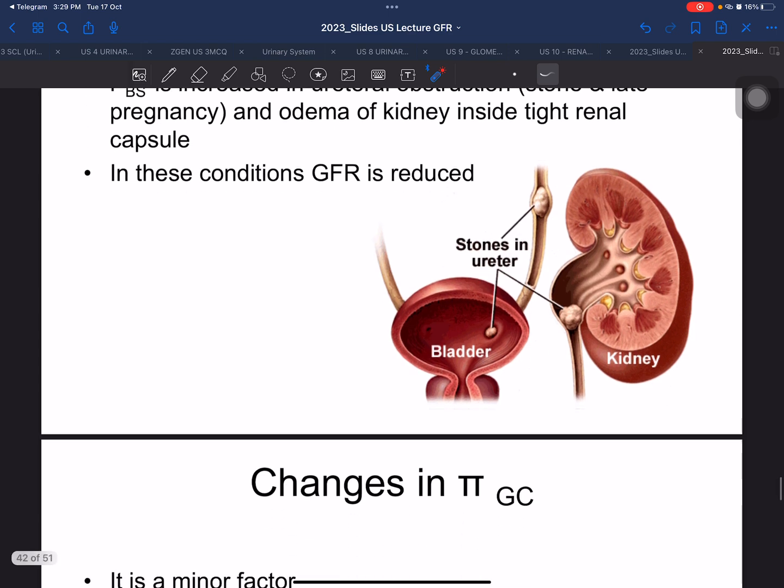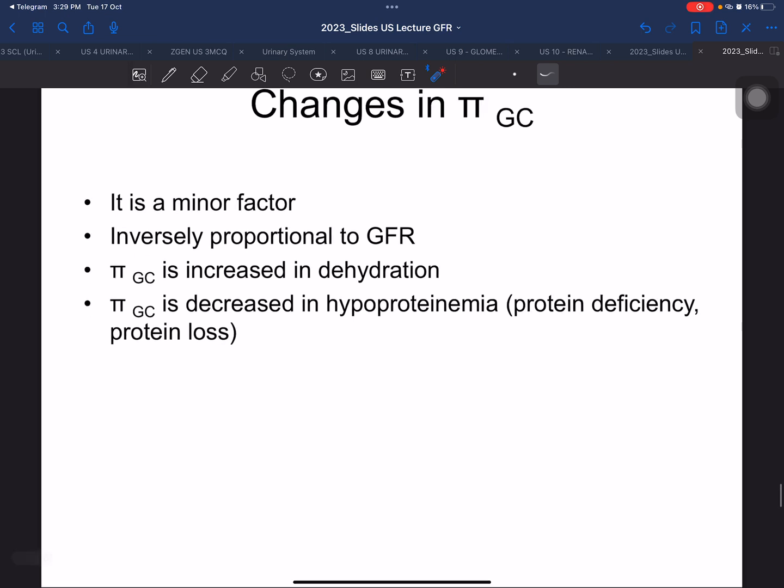Changes in the oncotic pressure of the glomerular capillary are a minor factor, inversely proportional to GFR. So in dehydration, there is an increase of the PGC, and a decrease in hypoproteinemia. Remember it involves oncotic pressure, we talked about the protein, the concentration of the protein.